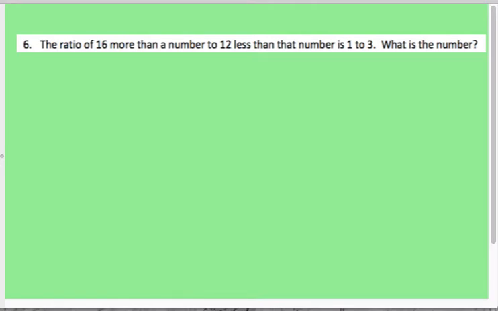Okay, ratios. Ratio is just a fraction. We're going to set this problem up using ratios or fractions. And it says the ratio of 16 more than a number to 12 less than a number is 1 to 3. So it's equal to 1 to 3. There's your last ratio. Is, remembering, is just equals. Now, the first ratio, setting that up, it says the ratio of 16 more than a number to, the 2 is where you split it, 12 less than a number.